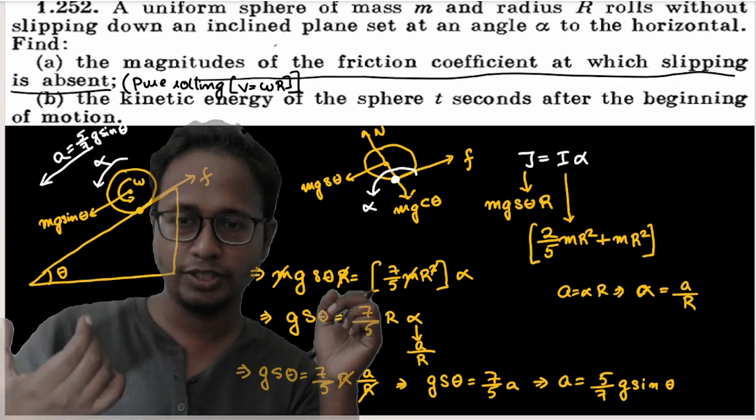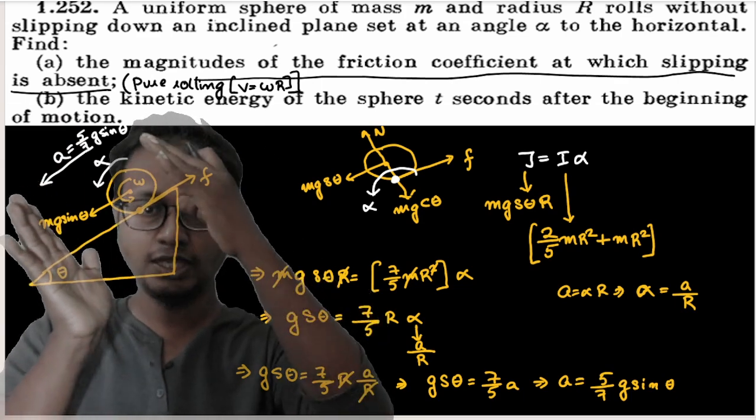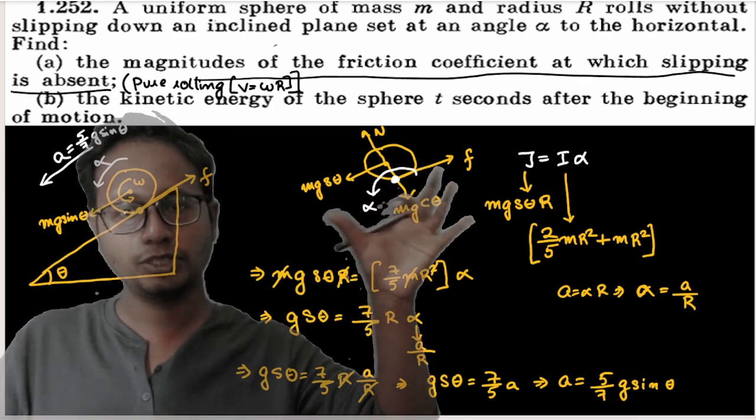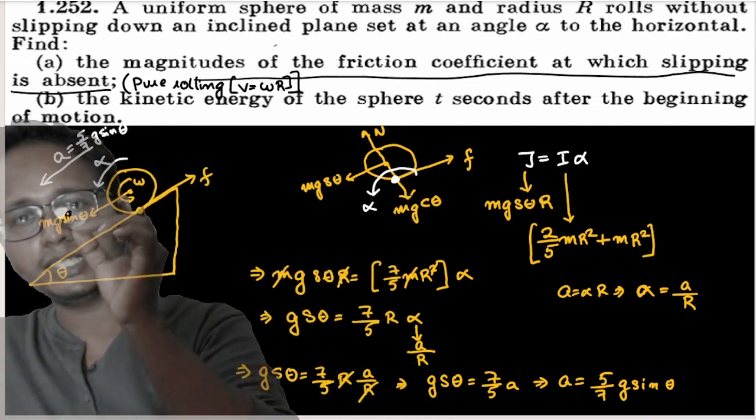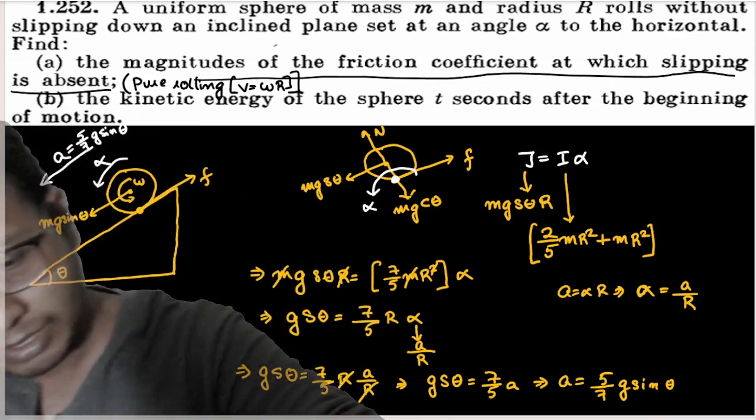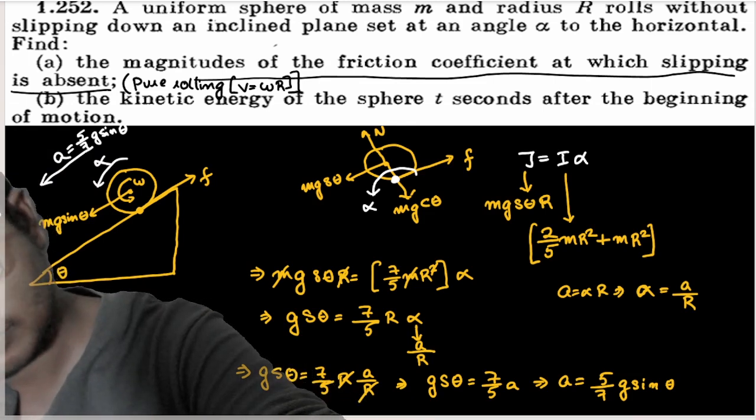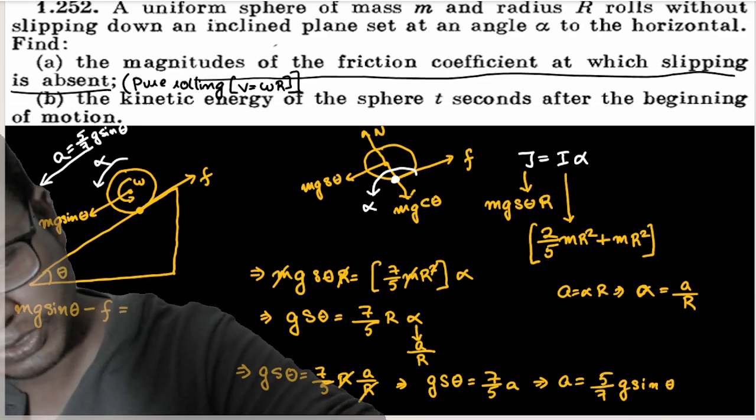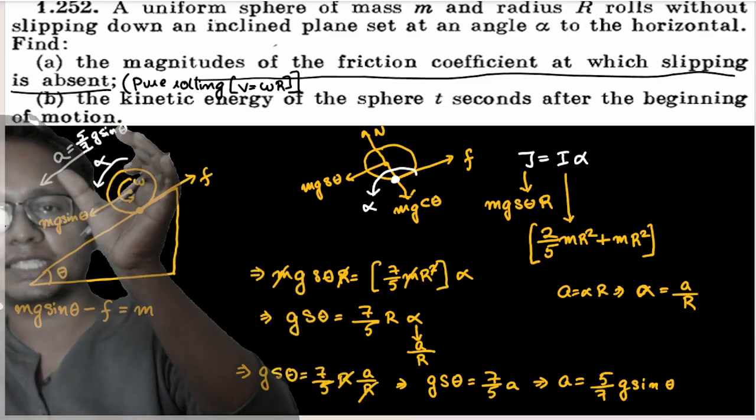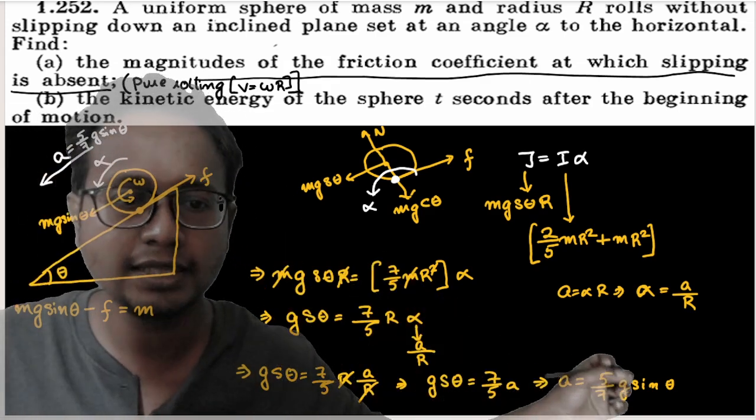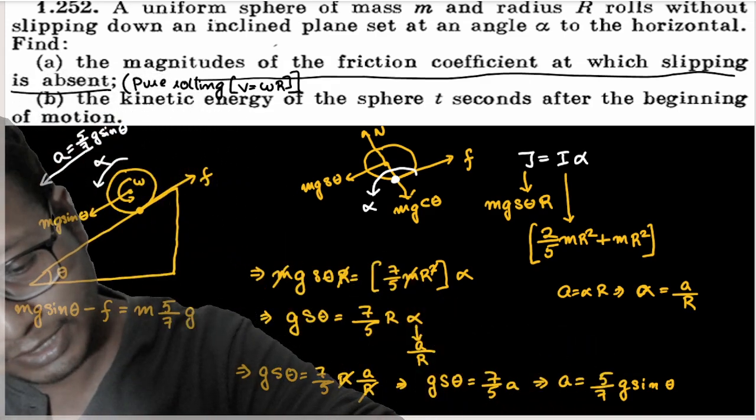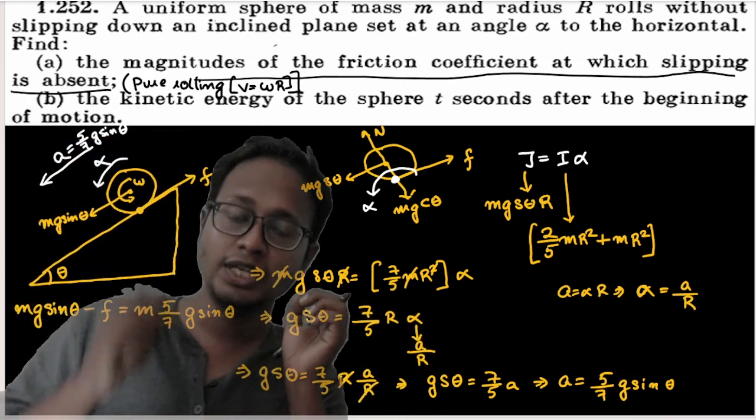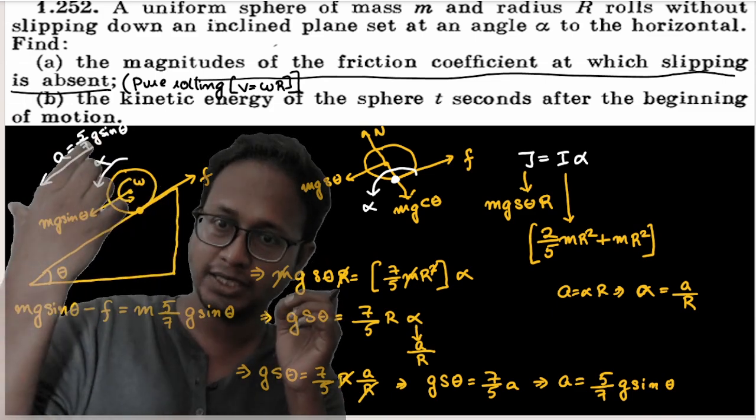Now let me shift my frame of reference to ground frame of reference, and let me solve this problem with linear mechanics. Linear mechanics means there are two forces, mg sin theta and friction force, and due to these two forces there is an acceleration. So mg sin theta minus friction force is equals to mass into acceleration. The value of this acceleration is nothing but 5 by 7 g sin theta. This is the linear acceleration from ground frame of reference. Rolling motion is nothing but a combination of rotational motion plus linear motion.